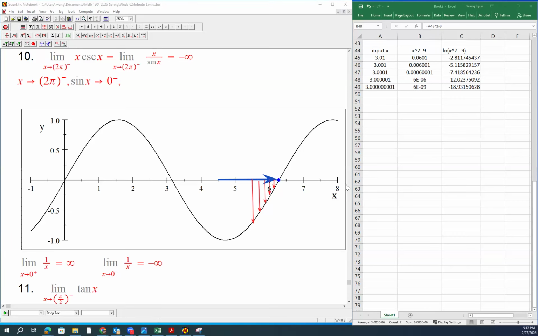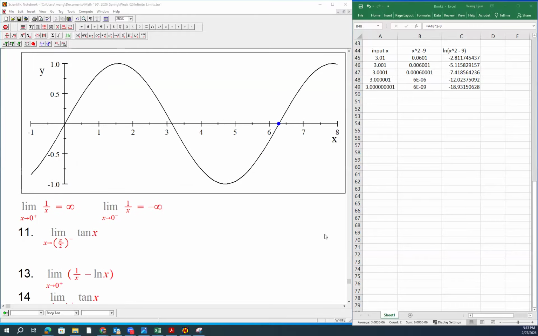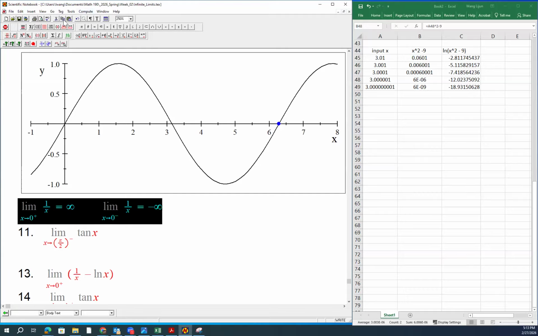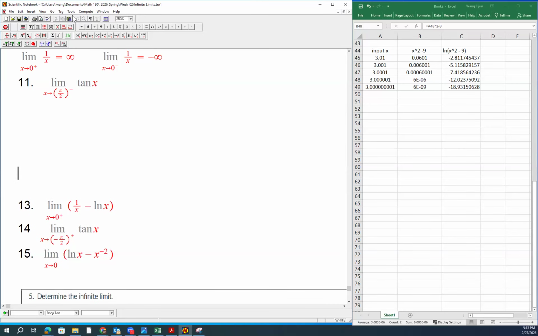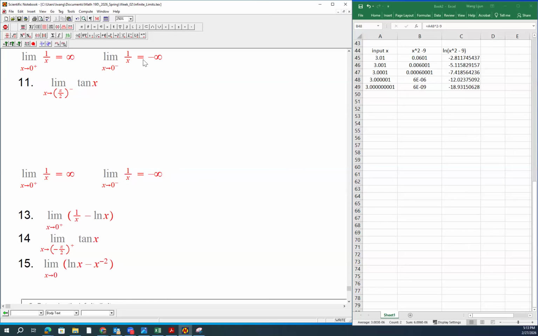So let's move on to number 11. I'm still going to bring this with us. You can see these two basic models are very, very useful. This time we have a tangent. If you know the tangent curve itself, it's pretty straightforward. If you don't know the tangent curve, then you can use sine over cosine, and the way to analyze it is similar. We have done that. So this time we use the tangent curve directly. I'm going to graph tangent x.